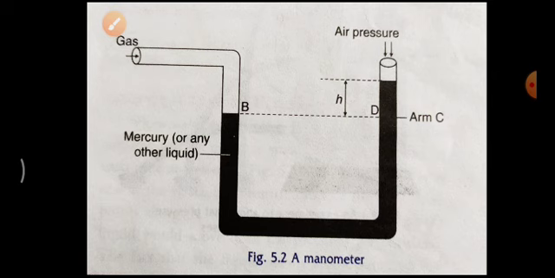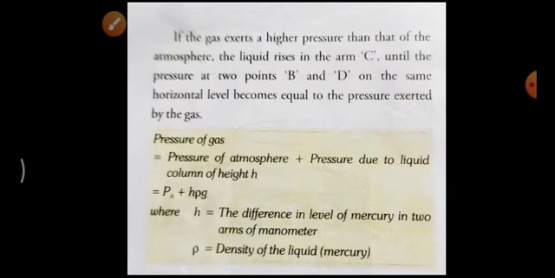Then we can calculate the pressure of gas, that is pressure of gas is equal to pressure of atmosphere plus pressure due to the liquid column of height h. Pressure of atmosphere we can take Pa, plus pressure due to liquid column of height h. That one later on we will learn. There is a formula, that is h rho g, where h is equal to the difference in the level of mercury in the two arms of the manometer, that is the difference in height, and rho is the density of the liquid, that is mercury.